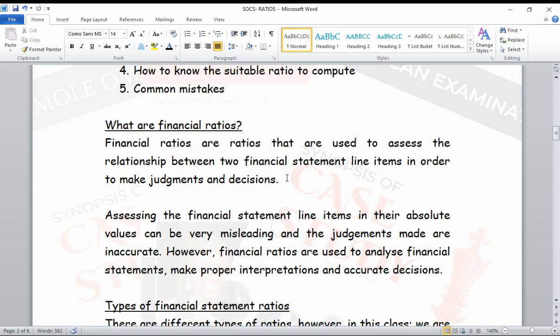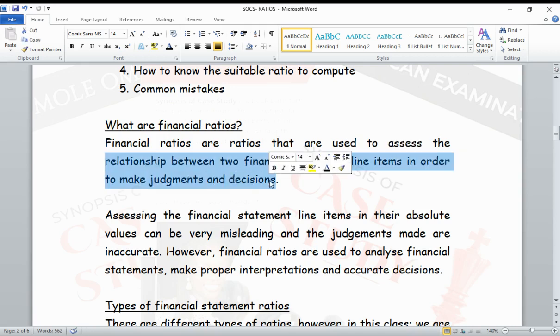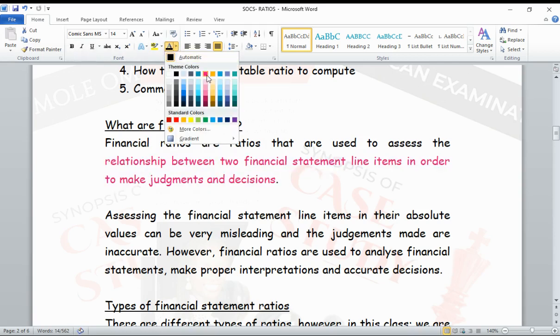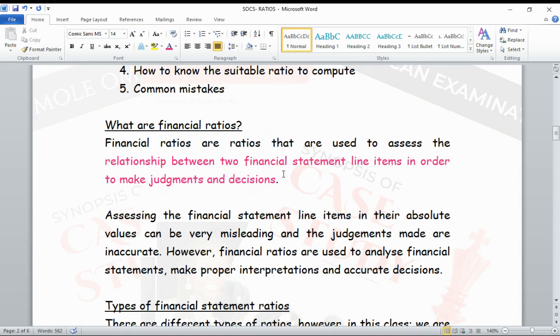Now, financial ratios are basically ratios that are used to assess the relationship between two financial statement line items in order to make judgments and decisions. So basically, you are looking at two financial statement items. Remember when we used to do fractions in secondary school, primary school? Like 10 divided by 5 will give you 2. So you are comparing two figures, the 10 and the 5, which gave you the 2, right?